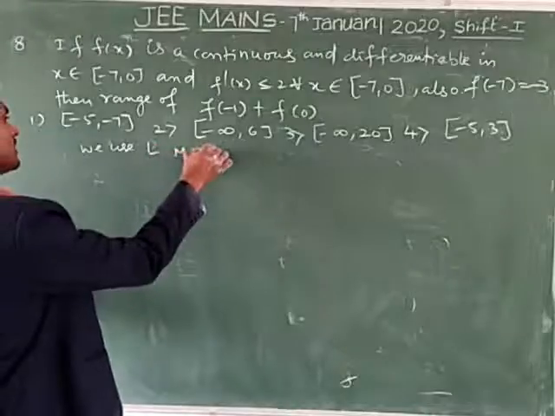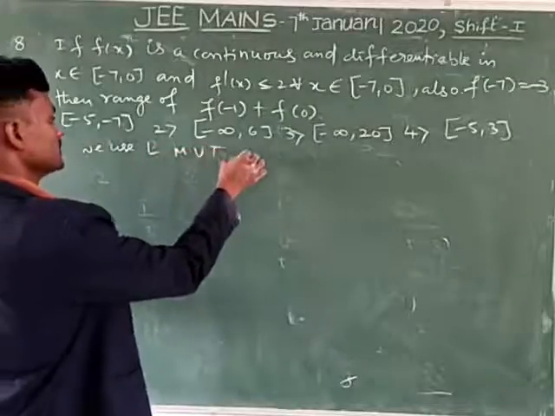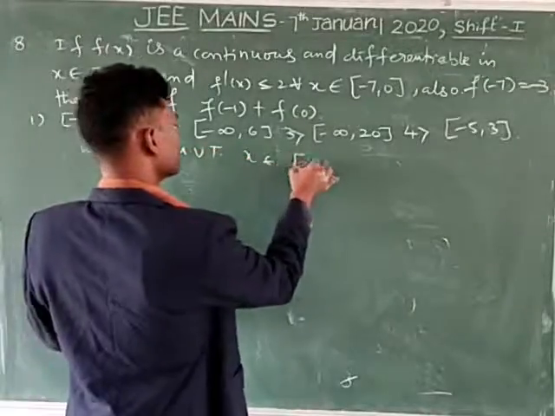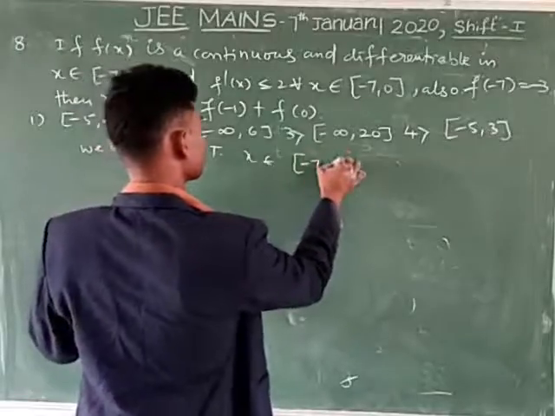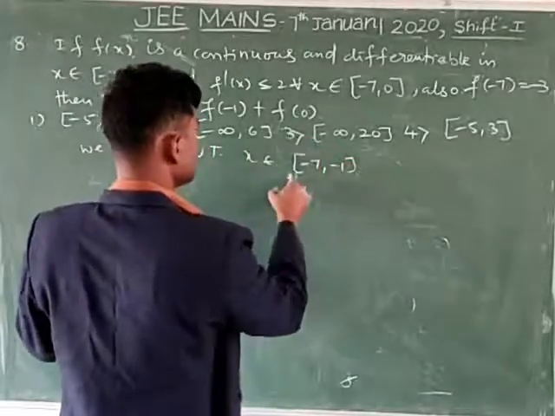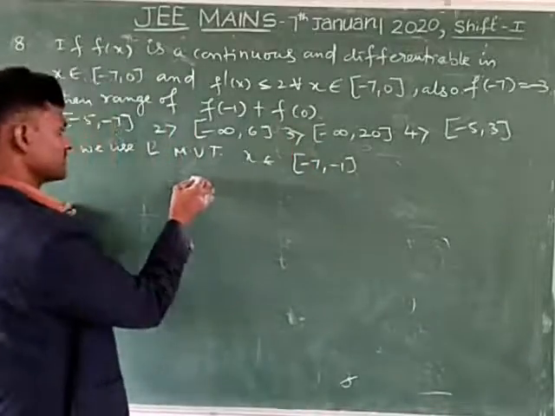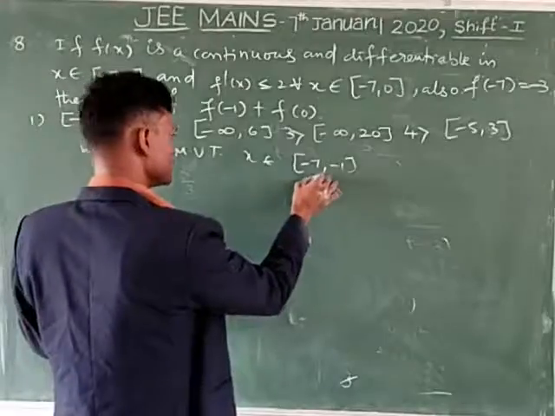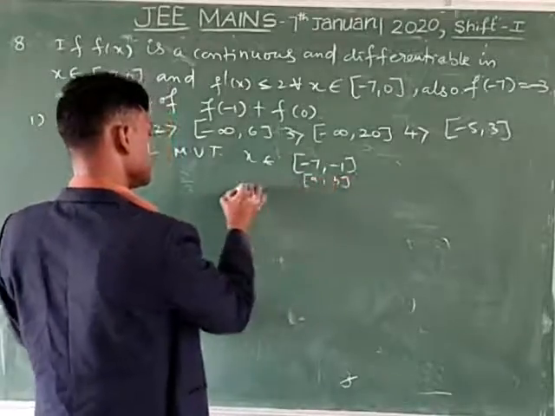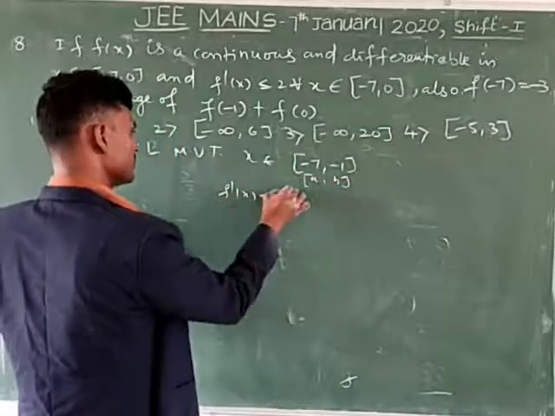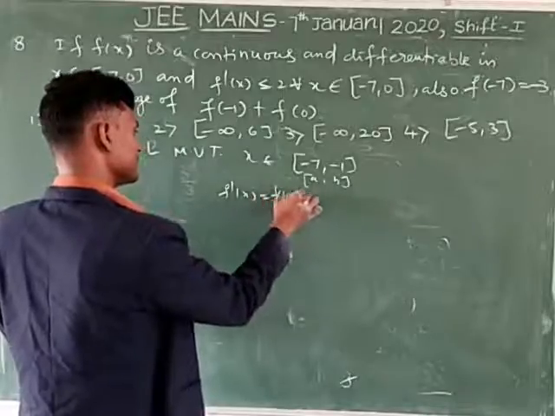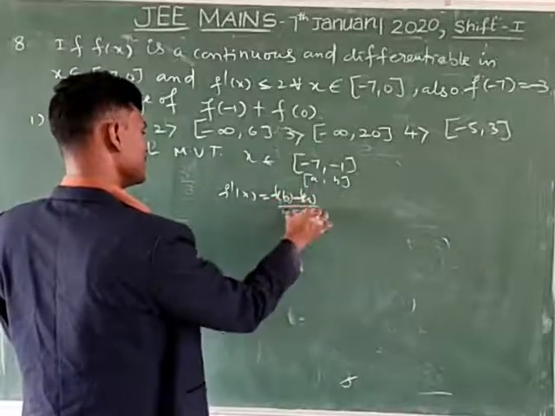Lagrange's mean value theorem. Here x belongs to the closed interval, first we have to take -1, next -7 to 0. Now see here, this is Lagrange's mean value theorem, which means here this is a, this is b. Then f'(x) is equal to f(b) minus f(a) by b minus a.